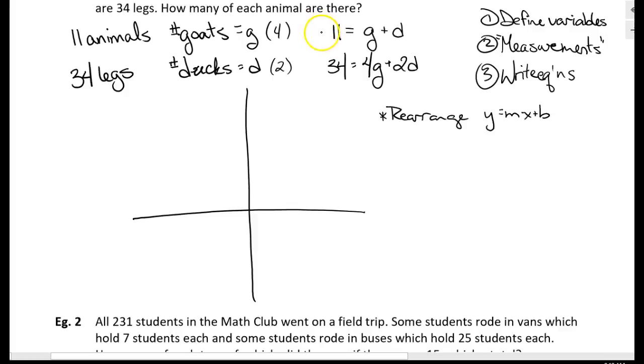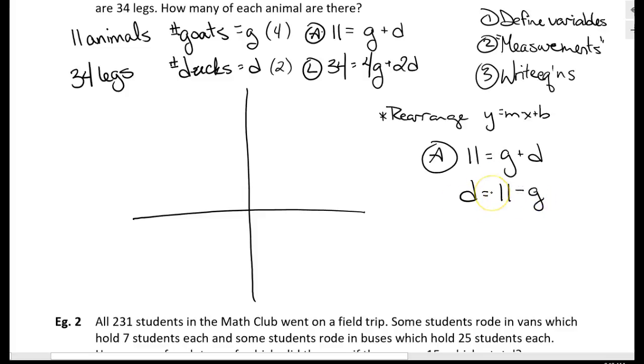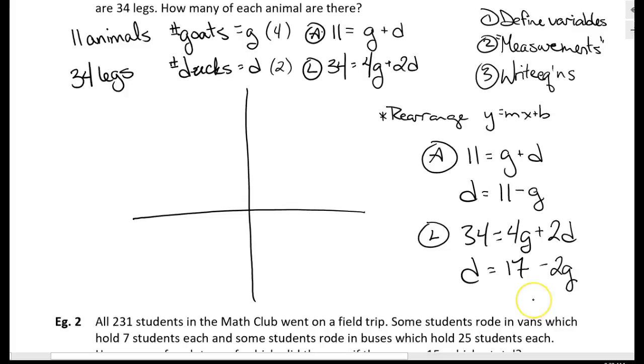So from here, I'm going to take equation A, equation B, or we can even call it animals and legs. So A rearranges from 11 equals g plus d to d equals 11 minus g. Now I chose d as the one that I'm going to isolate, mostly because of my other equation, L. I'm going to have to divide by 2, and 2 goes evenly into these other values, so I'm not going to be dealing with fractions. That's why I chose to isolate d. So I've got 34 equals 4g plus 2d. So d ends up equaling 34 divided by 2, which is 17, minus 2g. Now these are a little bit more graphable.